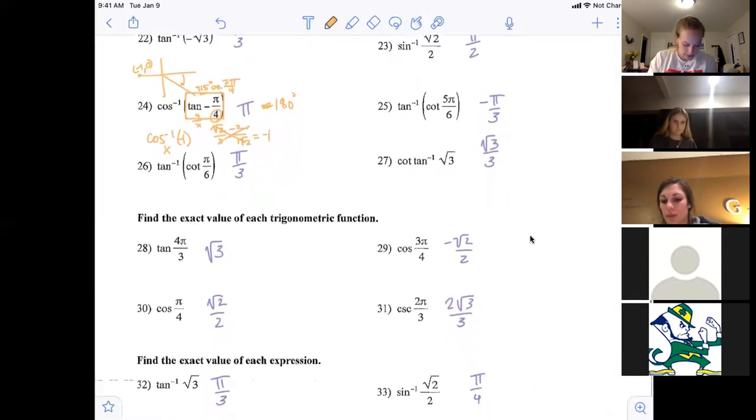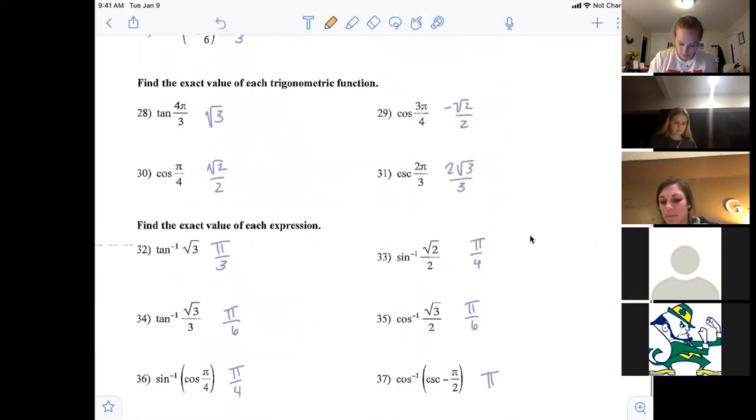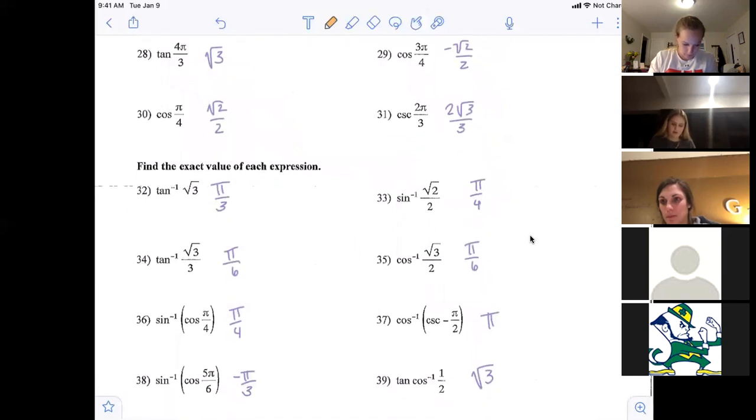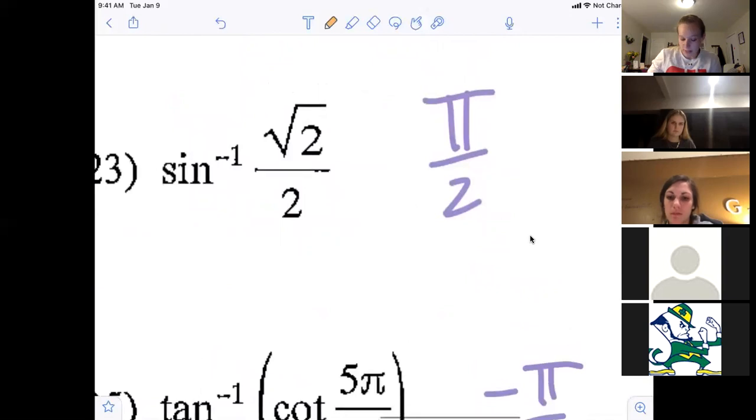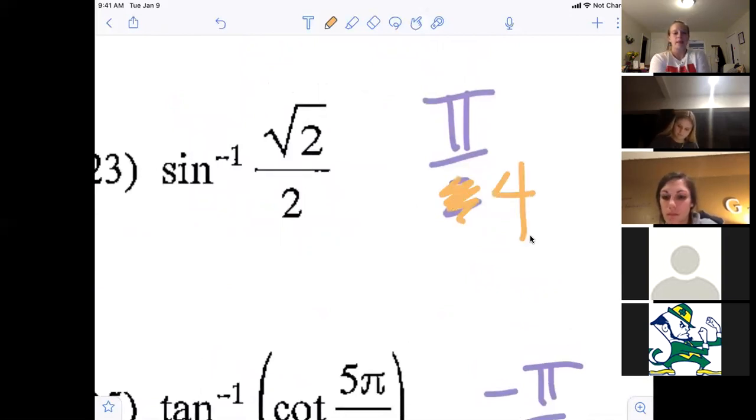All right, what else can I do? How is 23 pi over 2? It is not. It's pi over 4. I knew there was a mistake somebody caught, and I hadn't changed it. Pi over 4.